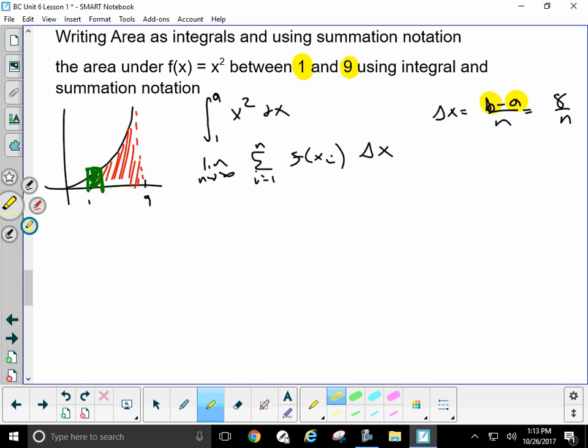Stay with me. You have to know how to do this. This is more complicated and annoying than anything. The x sub i is what are the x values that I'm plugging in to use my right Riemann sums? Well, it's a starting point plus a multiple of my delta x.